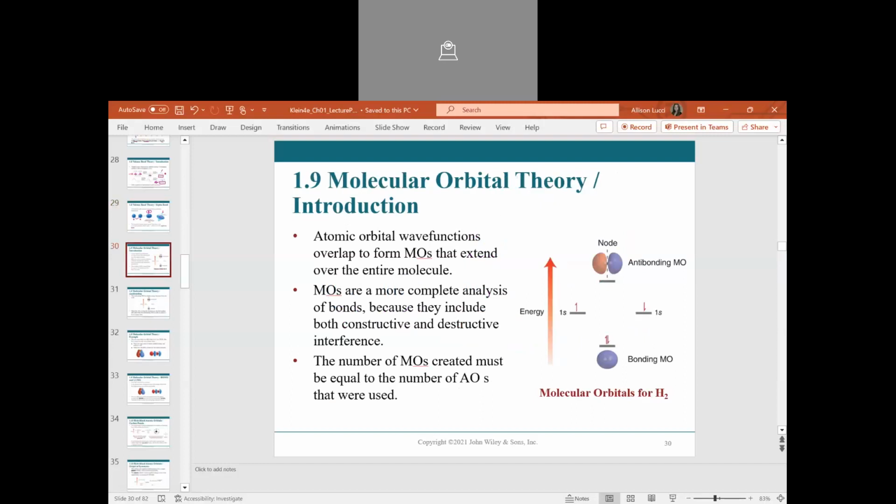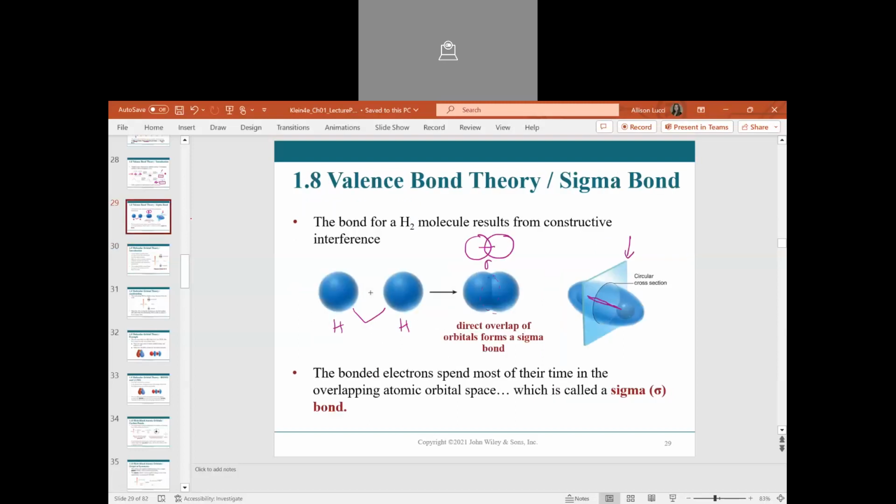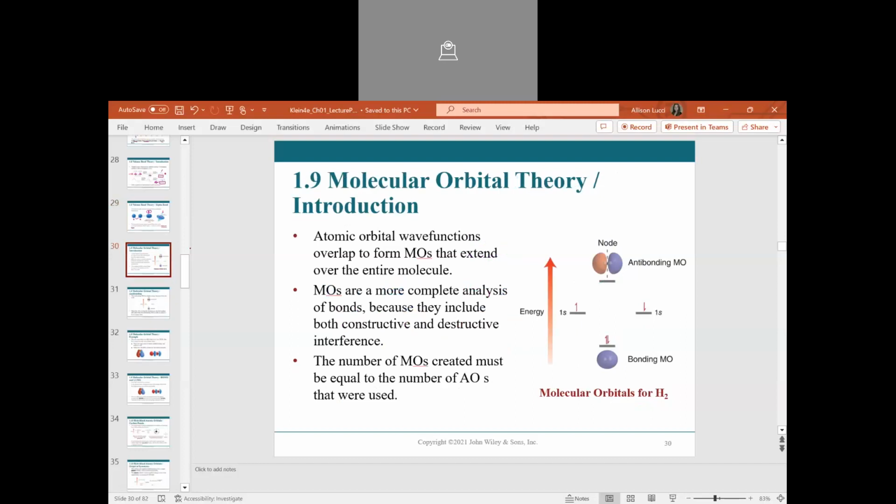So those were valence electrons overlapping, and a brief review of sigma bond formation. In this next slide, we're going to be taking atomic orbital wave functions that overlap, and they form what are called molecular orbitals. This is a different theory that has the whole molecule in one orbital now. So for the entire molecule, with these molecular orbitals, we add up atomic orbitals.